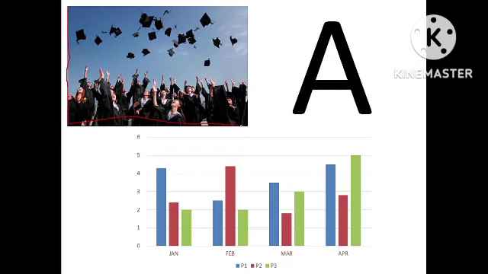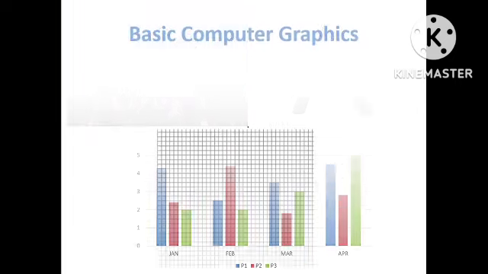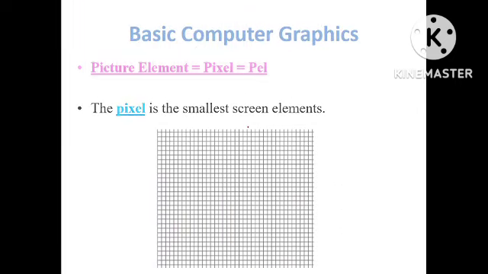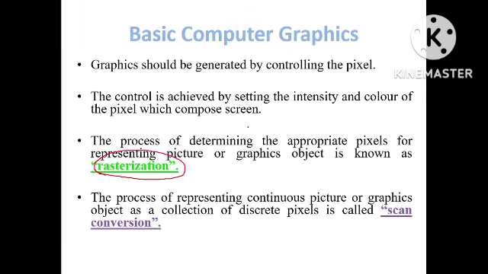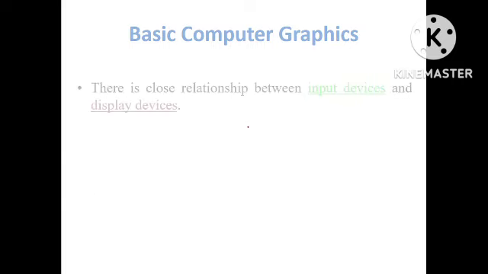So the entire screen has to be scanned pixel by pixel. How many columns and how many rows should be added? That addition involves each of your pixels, and that is nothing but scan conversion. And there is a close relationship between the input devices as well as the display devices.